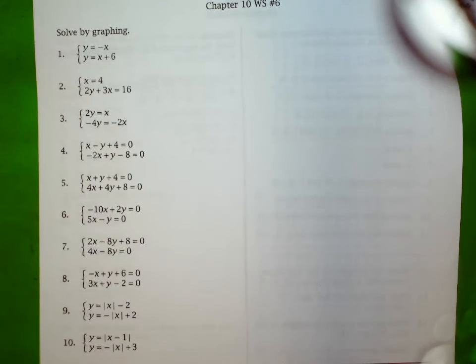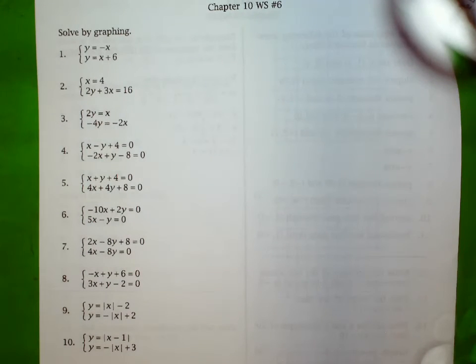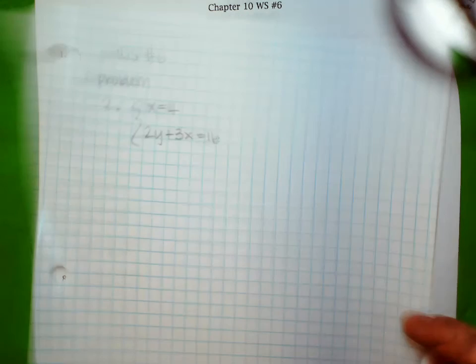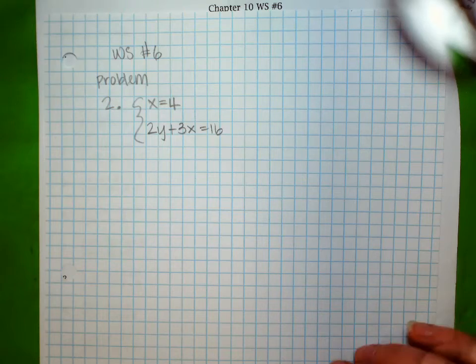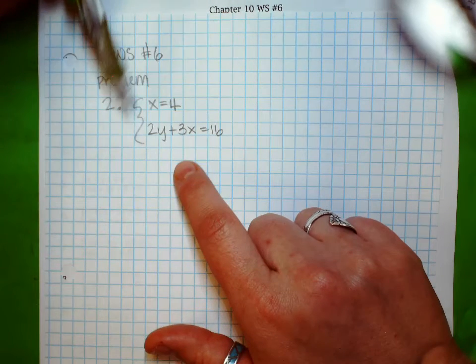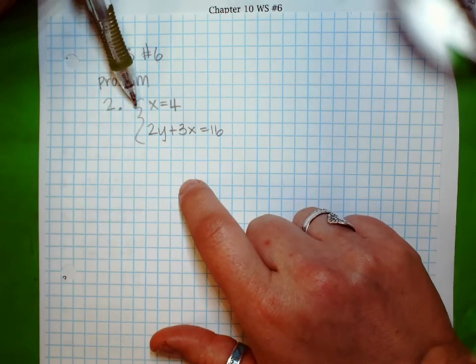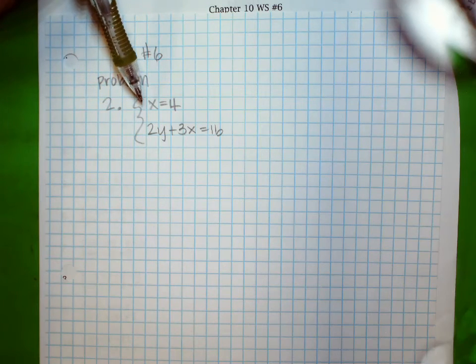Because there's no examples given on this worksheet, I'm going to show you how to do problem number 2. So I copied it onto a piece of graph paper. The first step of this is going to be solving the equation for y. So you need it to be in slope-intercept form.